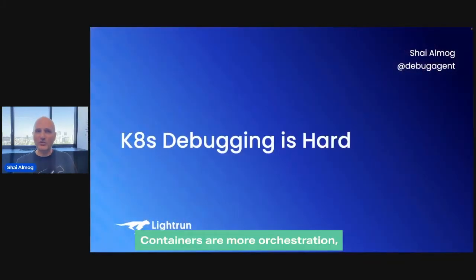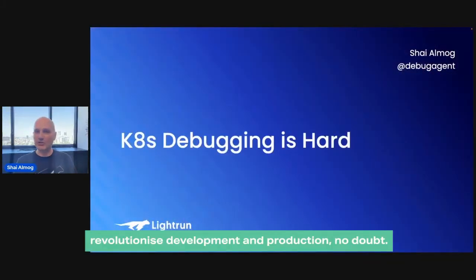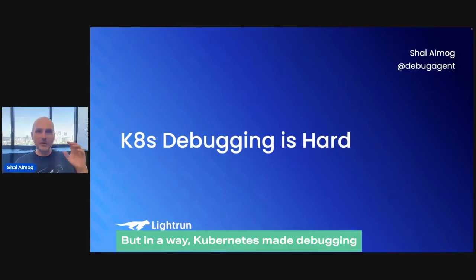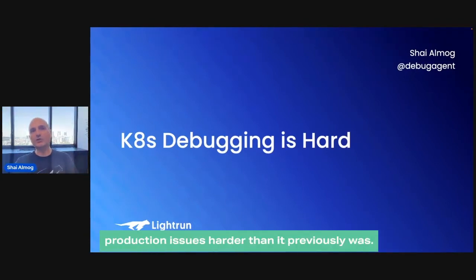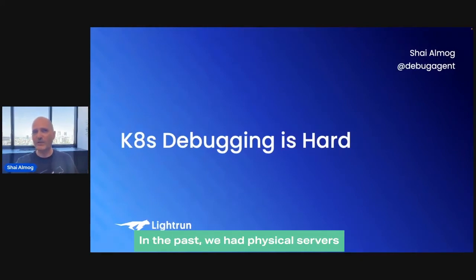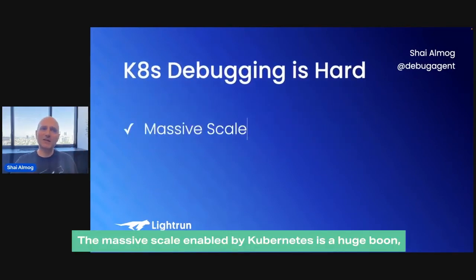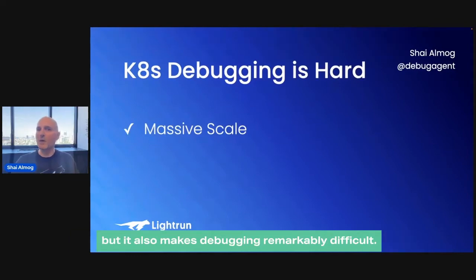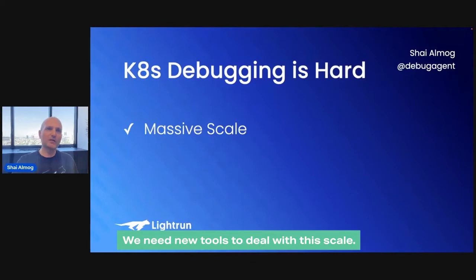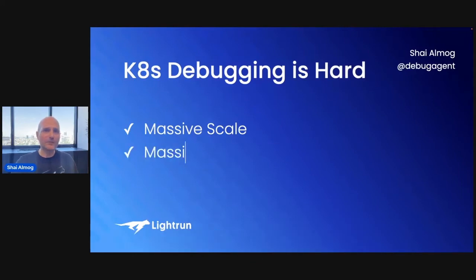Containers and orchestration revolutionized development and production, no doubt. But in a way, Kubernetes made debugging production issues harder than it previously was. In the past, we had physical servers we could just work with, or even VPSs. Now we face much greater difficulty in this age due to 3 big challenges. The massive scale enabled by Kubernetes is a huge boon, but it also makes debugging remarkably difficult. We need new tools to deal with this scale.